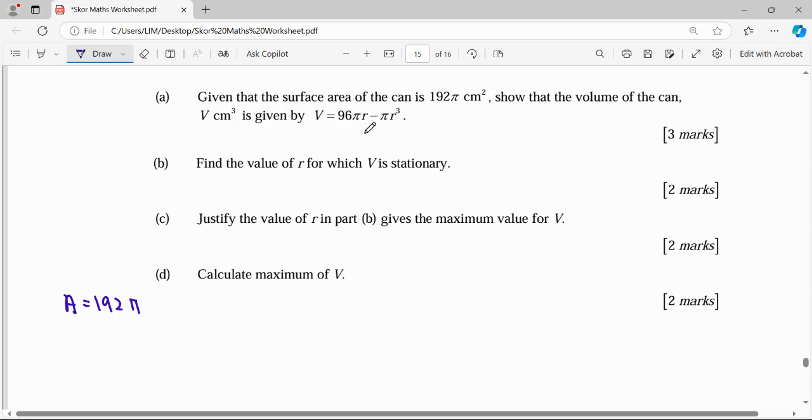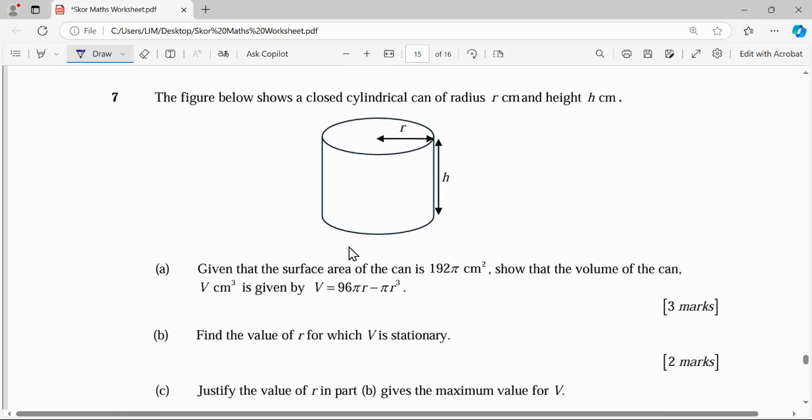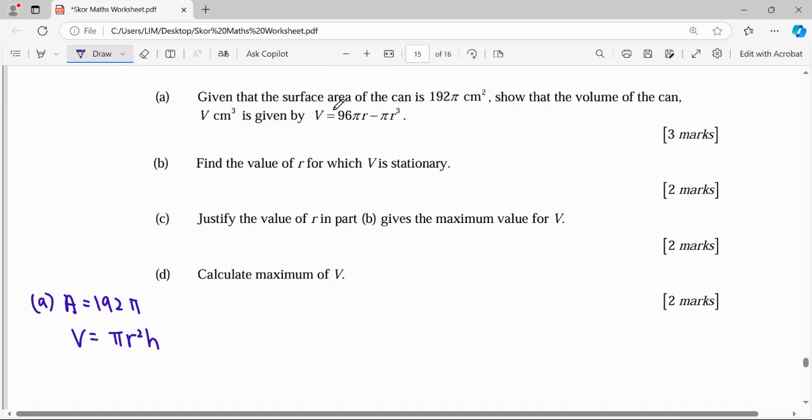So the volume will be pi r squared h. So it will be its base here, pi r squared, times h. Then you can see our volume is in terms of r only, meaning we need to find out what your h term is from your area.